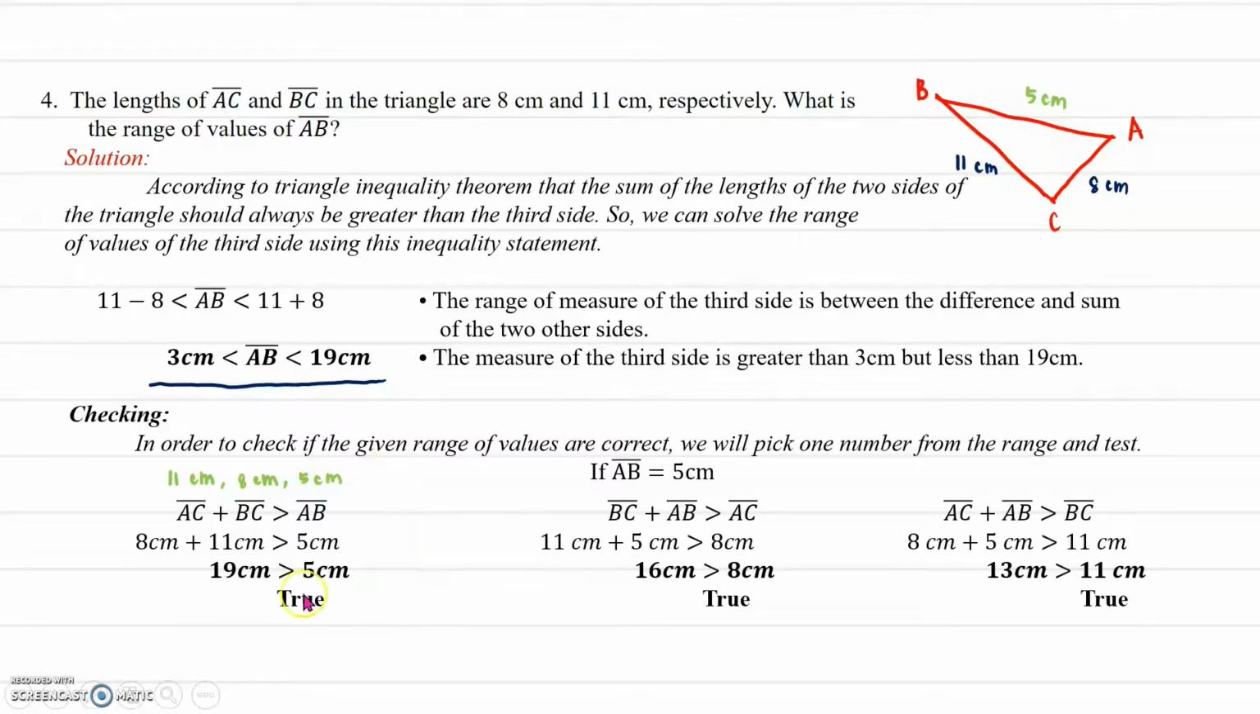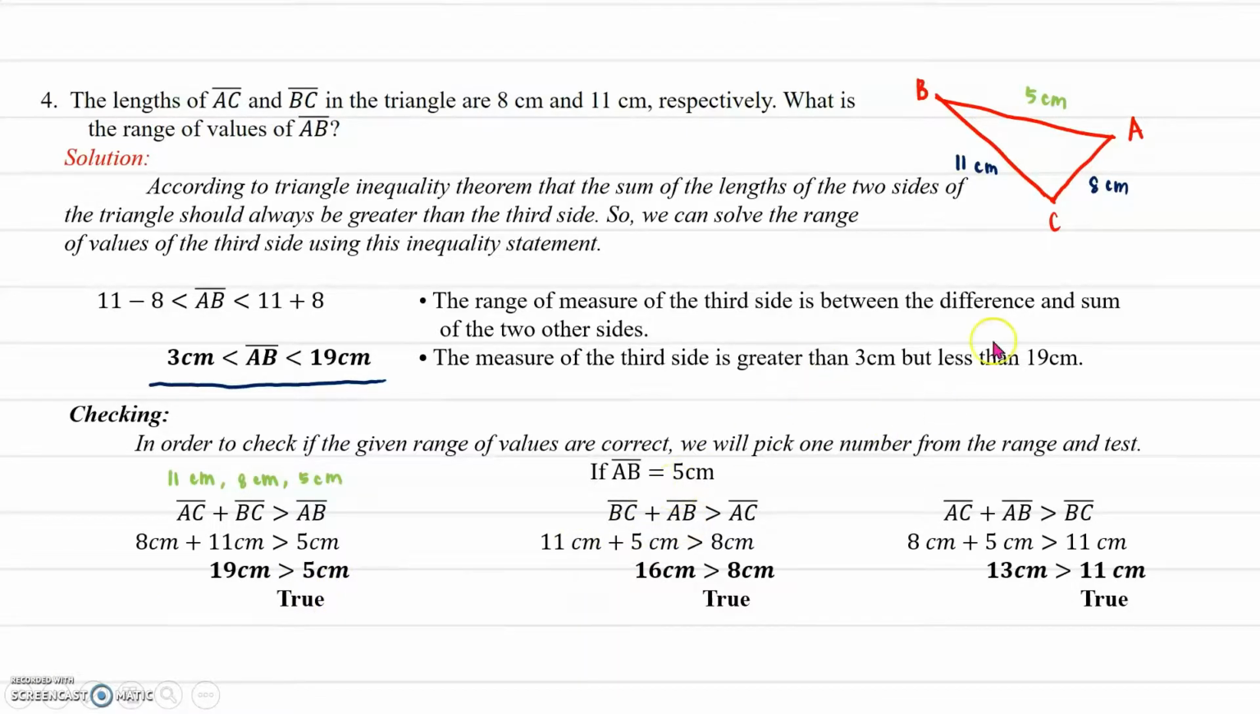Okay, so first one, segment AC plus segment BC should be greater than 5 centimeters. So that's 8 centimeters plus 11 centimeters is greater than 5 centimeters. Now 19 centimeters is greater than 5 centimeters. So our statement here is true.